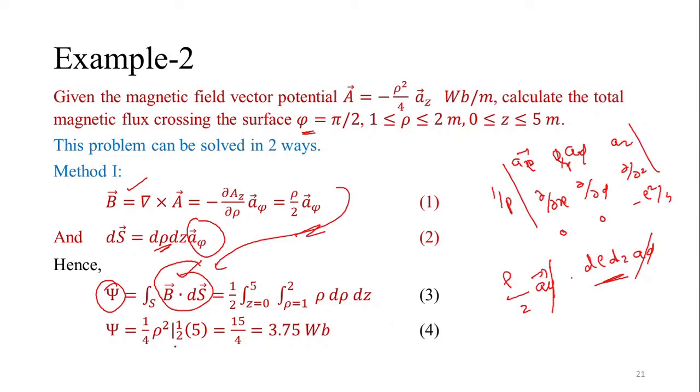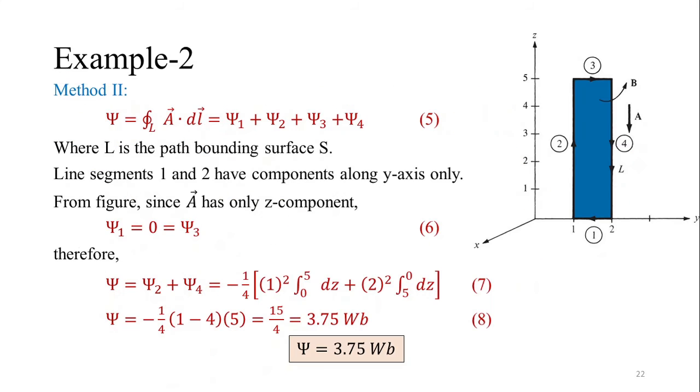So you will have 1/2 outside, ρ²/2 with the limits 1 to 2, and z with the limits 0 to 5. You substitute the values and you will get 15/4, that is 3.75 Webers.